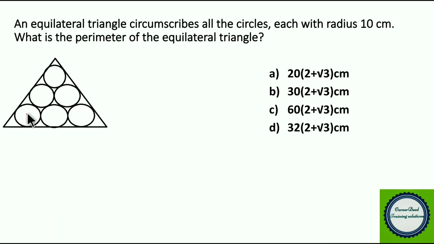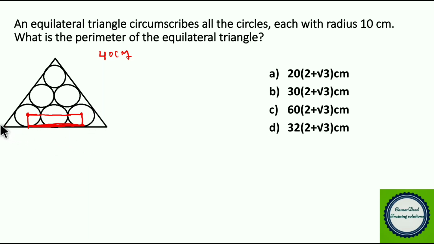So here you can take this point. This is the center of the circle, right? So totally this is how many centimeters? This is 10 centimeter, and the diameter of the middle circle is 20, and here the radius is 10. So 10 plus 20 plus 10, we get 40 centimeter. So keep it in your mind. If this is 40 centimeter, the bottom side of the equilateral triangle is also 40 centimeter, right? So this length is 40 centimeter.